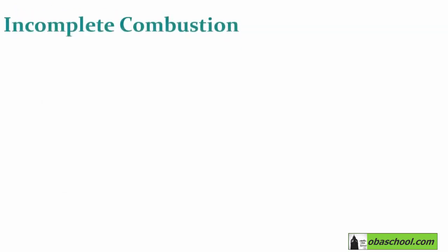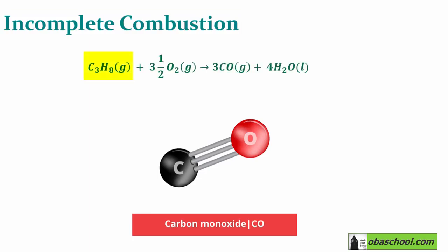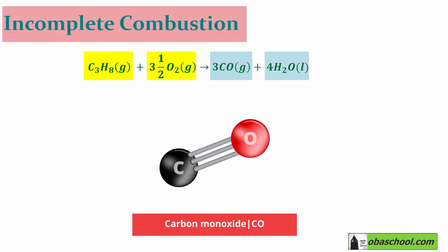Let's talk now about incomplete combustion. In a limited supply of oxygen, the poisonous gas carbon monoxide will be produced. So if there is not enough oxygen for complete combustion to take place, we will have incomplete combustion where carbon monoxide, CO, is produced, and this is a poisonous gas. For example, if propane, C3H8, burns with a limited supply of oxygen gas, it will produce 3 carbon monoxide and 4 H2O. So this is called incomplete combustion.